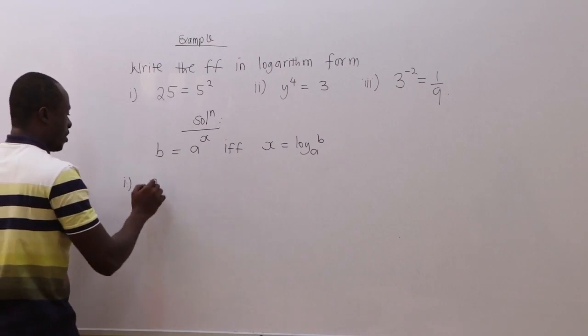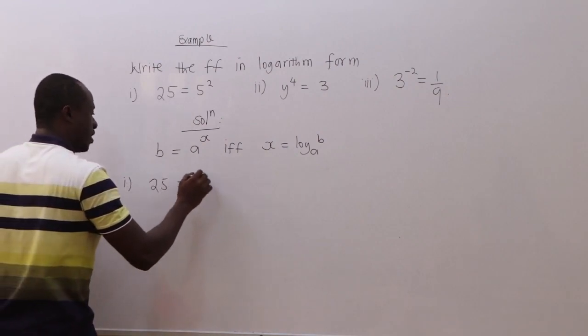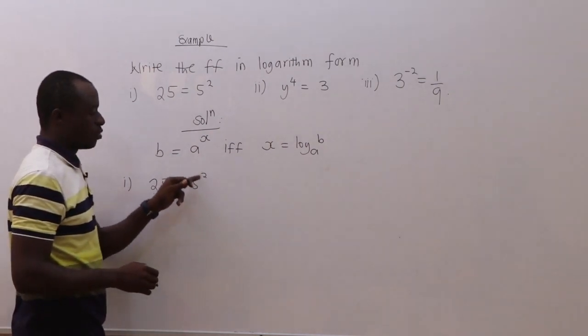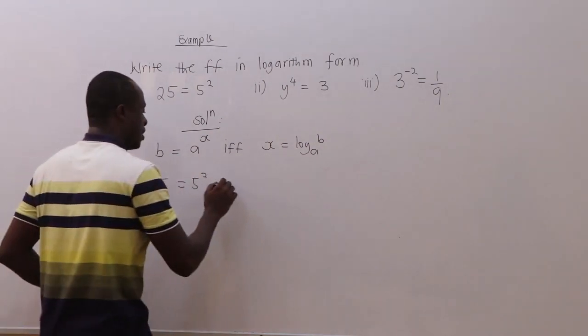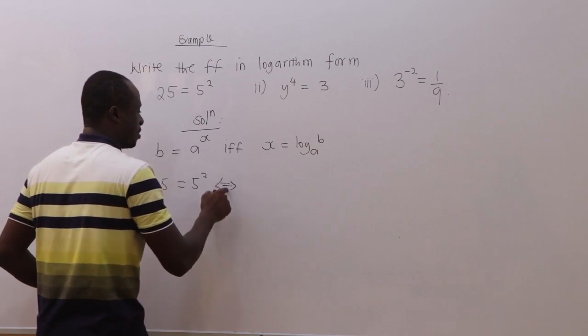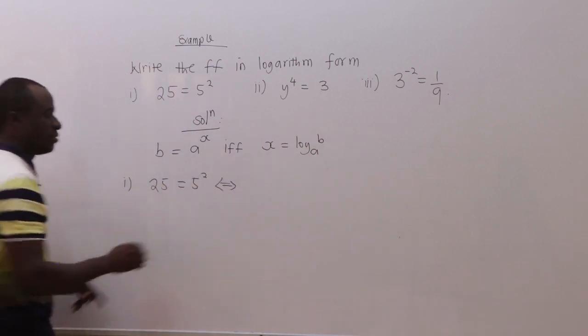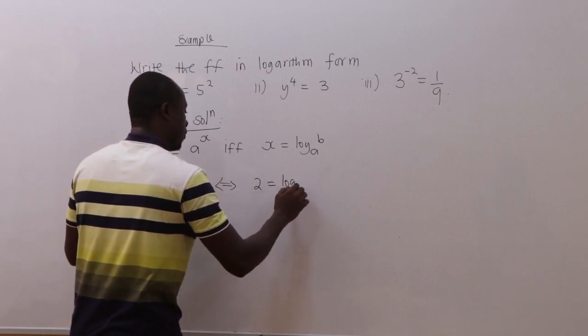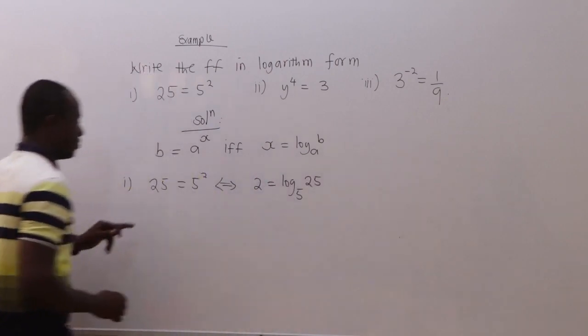Now, let's see the first one. We have 25 equal to 5 to the power 2. So here, the exponent, this is what we call the logarithm. So we say this, if and only if, this symbol means this. If and only if, 2 is equal to log 5 of 25.